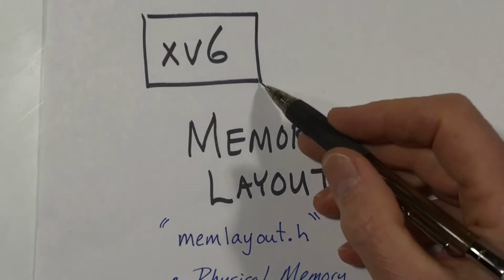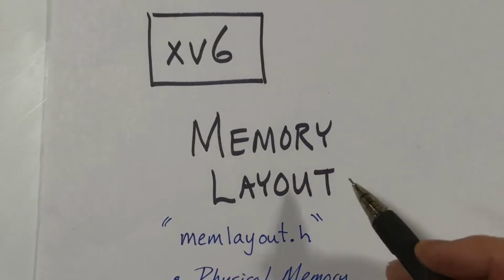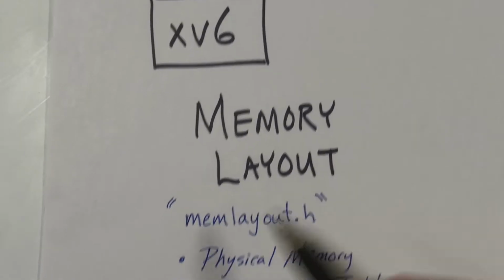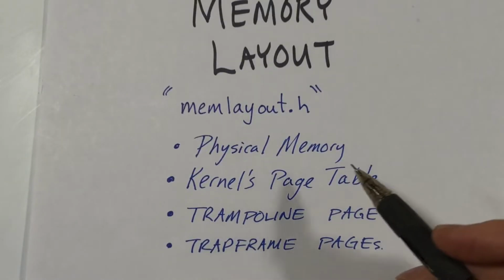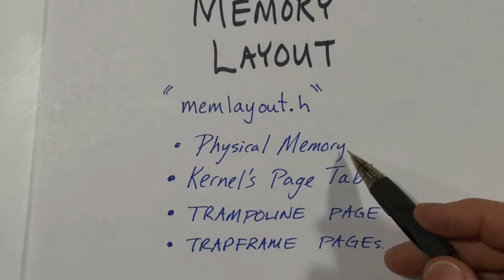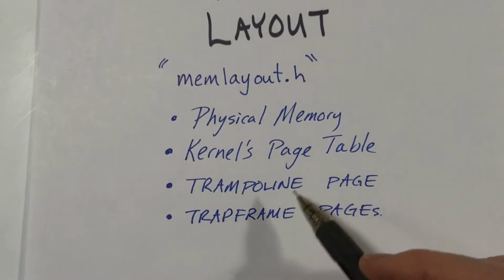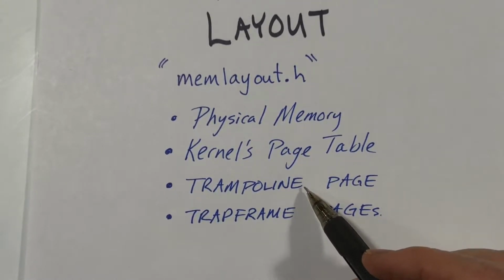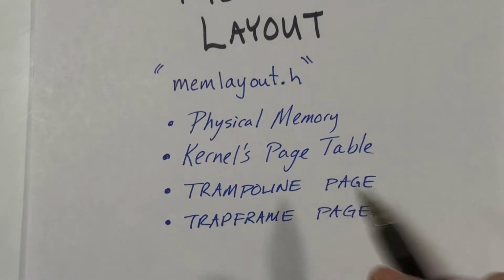This video is part of a series on the xv6 operating system kernel. In this video, I'm going to talk about how memory is laid out, and I'm going to walk through the file memlayout.h. I'll talk about the general organization of physical memory. I'll talk about the kernel's virtual address space and the kernel's page table. And I will describe and motivate the need for the trampoline and trap frame pages.